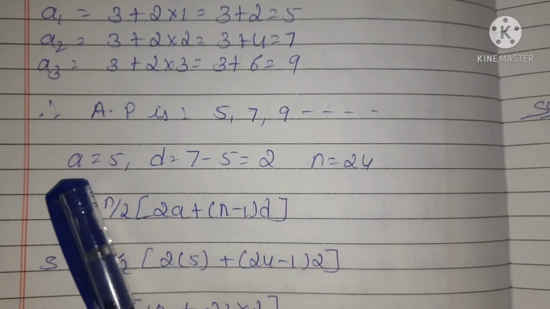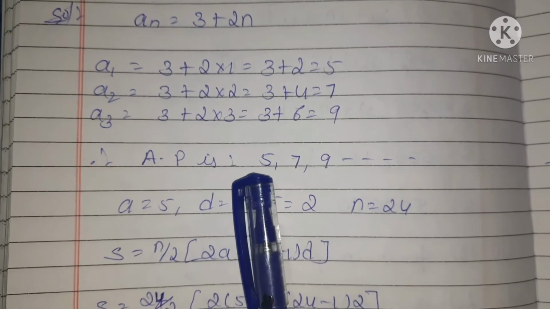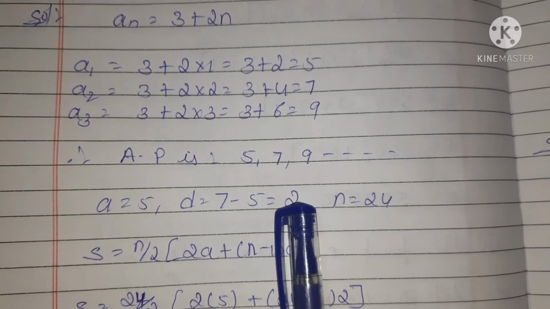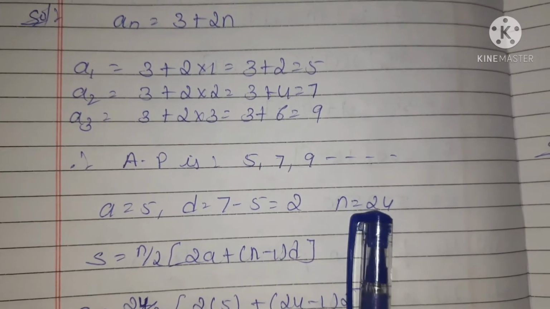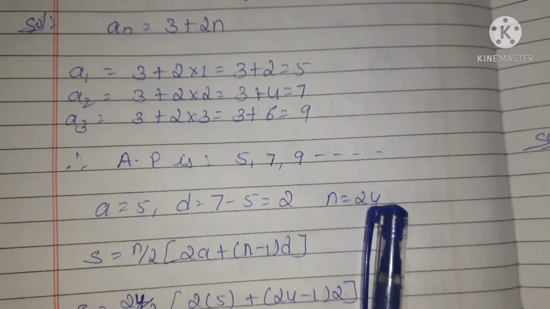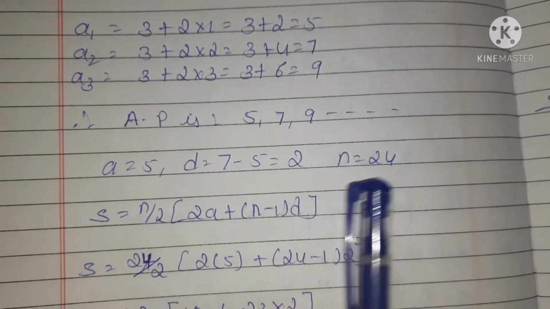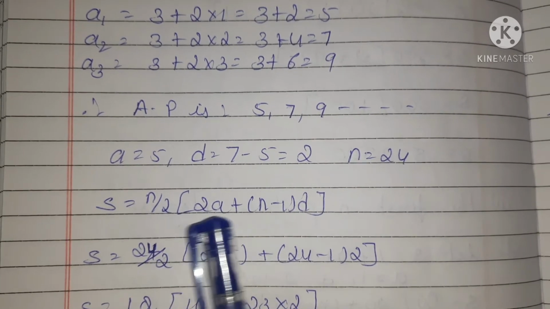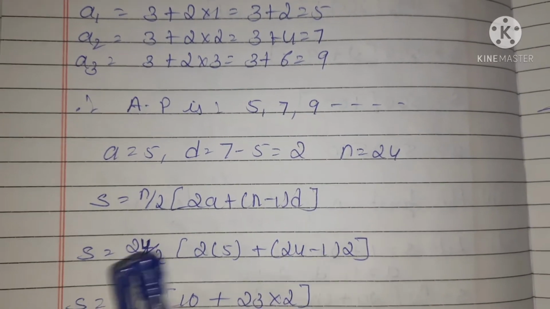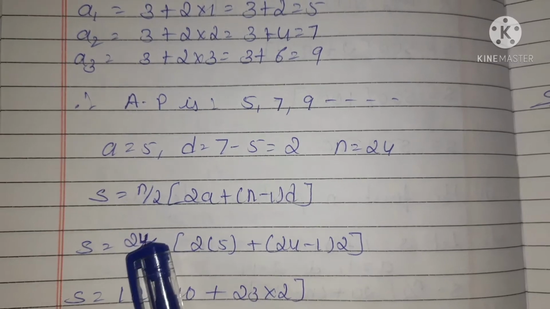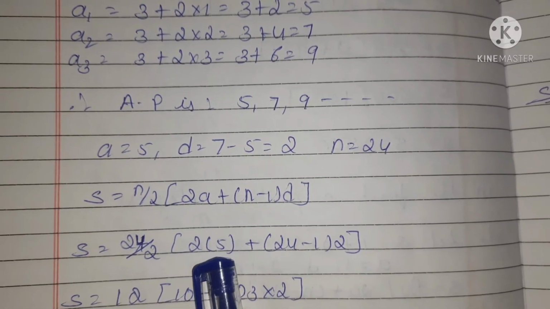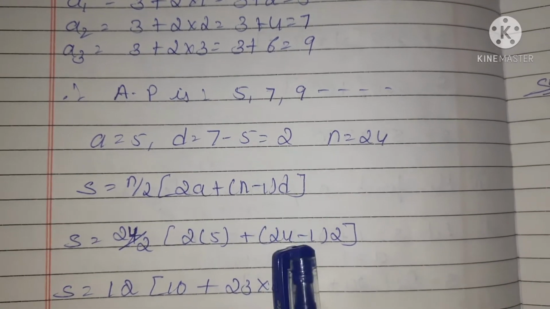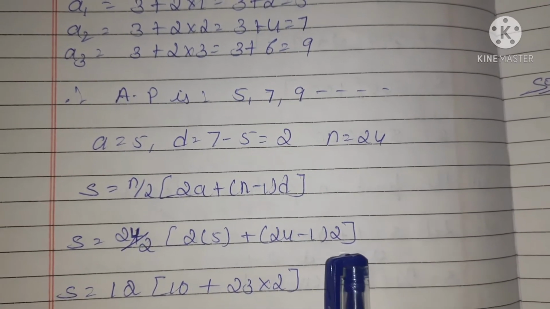Now we know the a value, a is equal to 5. Now d is equal to 7 minus 5, that means 2. n is equal to 24. They are asking for the first 24 terms. Therefore, now S is equal to n by 2 into 2a plus n minus 1 into d. Here S is equal to, n value is 24 by 2 into a value is 5 plus n value 24 minus 1 into d value is 2.